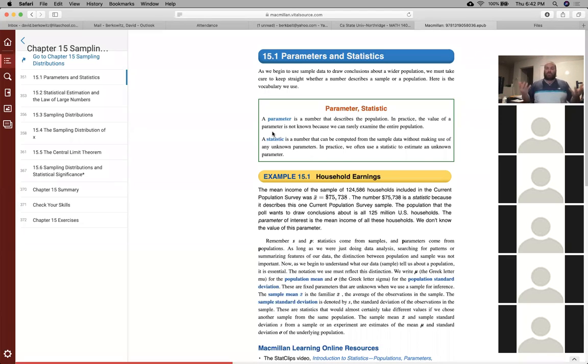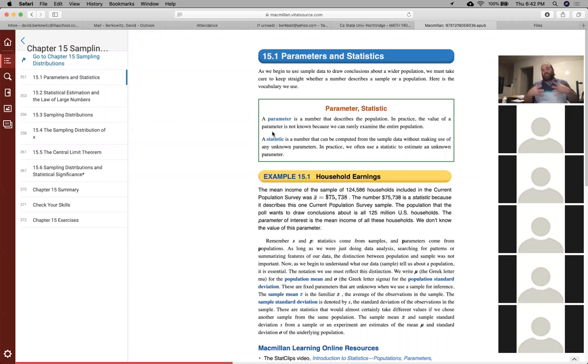So the parameter is the average weight of every American. Why is it a parameter? Because it's a number that describes the entire population. It's a number that applies to the entire population. We cannot know it. There's just too many people to ask.